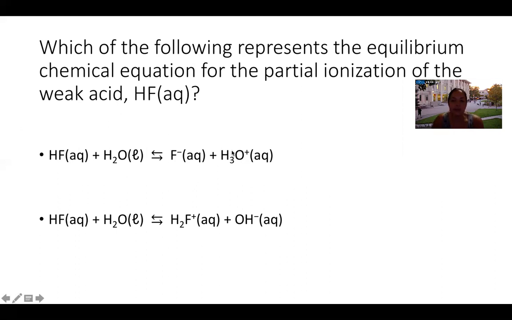So that looks pretty much like our definition of a weak acid, but let's check the second one to be sure. This is our HF, again reacting with water, H2O. After it reacts, you can see now it's H2F plus. So it gained a hydrogen, and that was our definition of a base. So it couldn't be the second one. It has to be that first one.